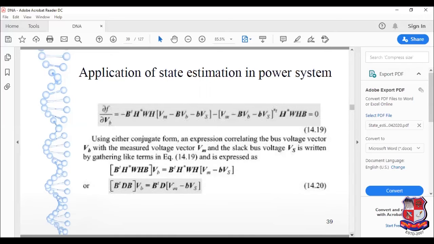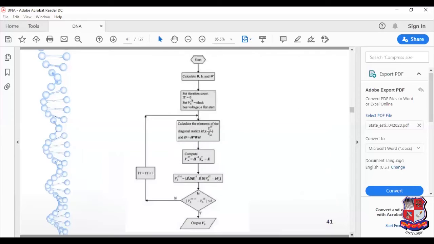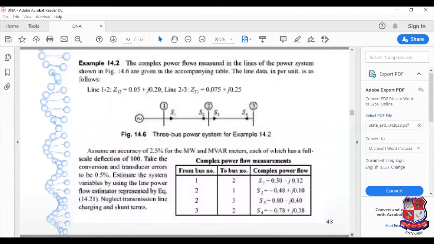Now see, in order to clear the concept, let us discuss one numerical based on this. Afterwards, we will discuss the algorithm and the iteration count also. But first, after discussing this formula, let's discuss a numerical. When we discuss the numericals, we can easily get the idea. So this is our numerical. Over here we have three buses: bus number 1, bus number 2 and bus number 3.